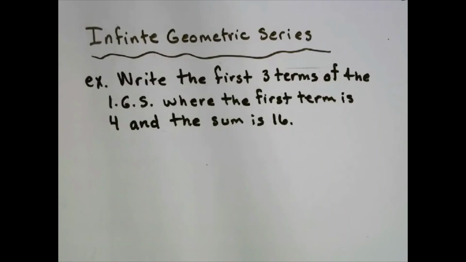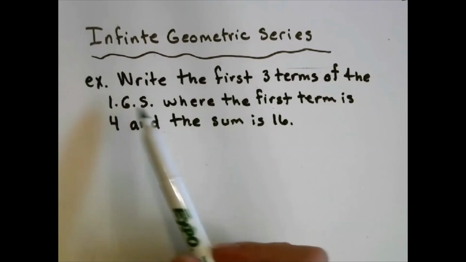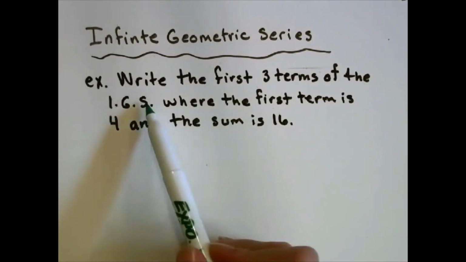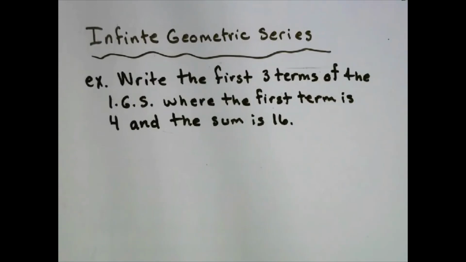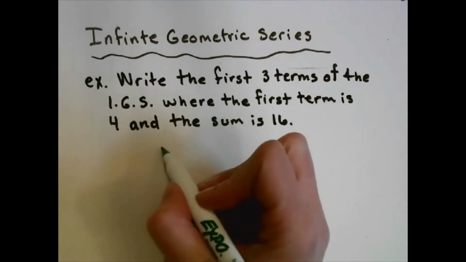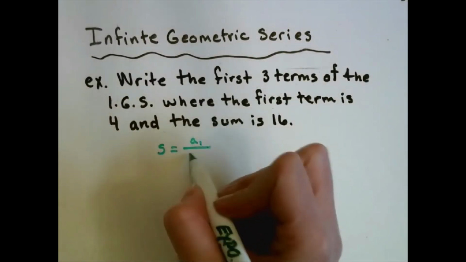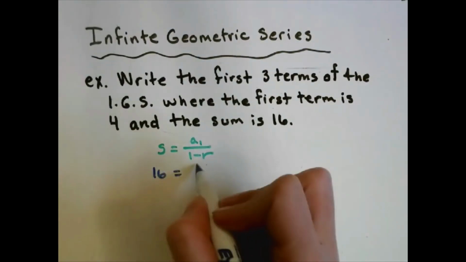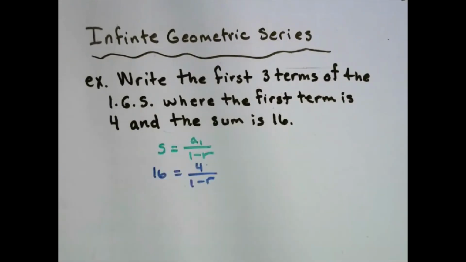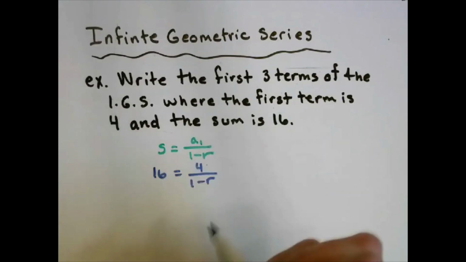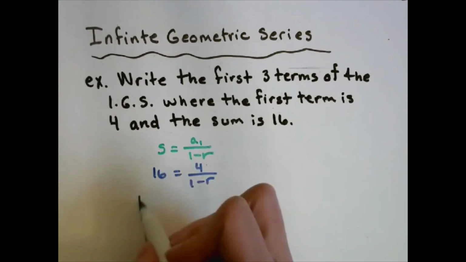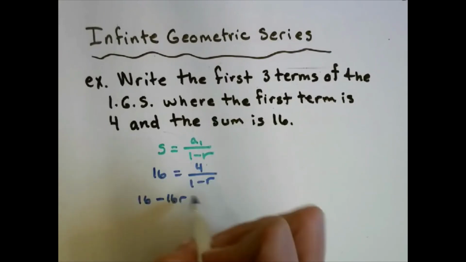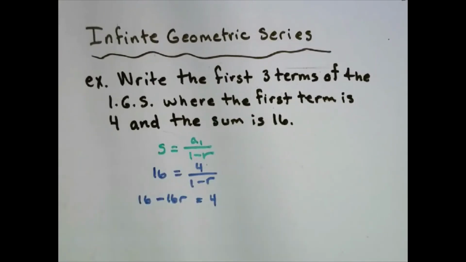All right, last example. So write the first 3 terms of the IGS. You're going to see me abbreviate this more and more. That stands for infinite geometric series, where the first term is 4 and the sum is 16. So using our sum formula, I know the sum is 16 and a1 is 4, but what I need in order to write the progression is the ratio. So if I multiply over here, I'm going to have 16 minus 16r equals 4.